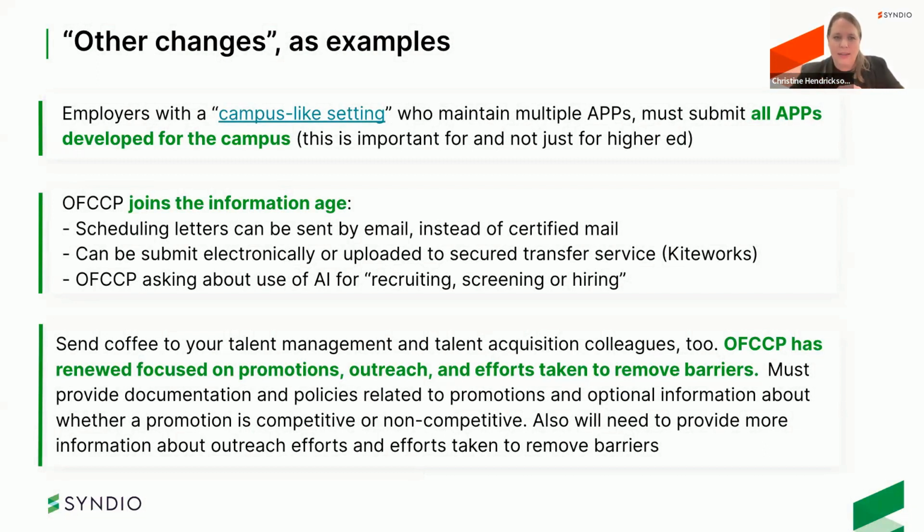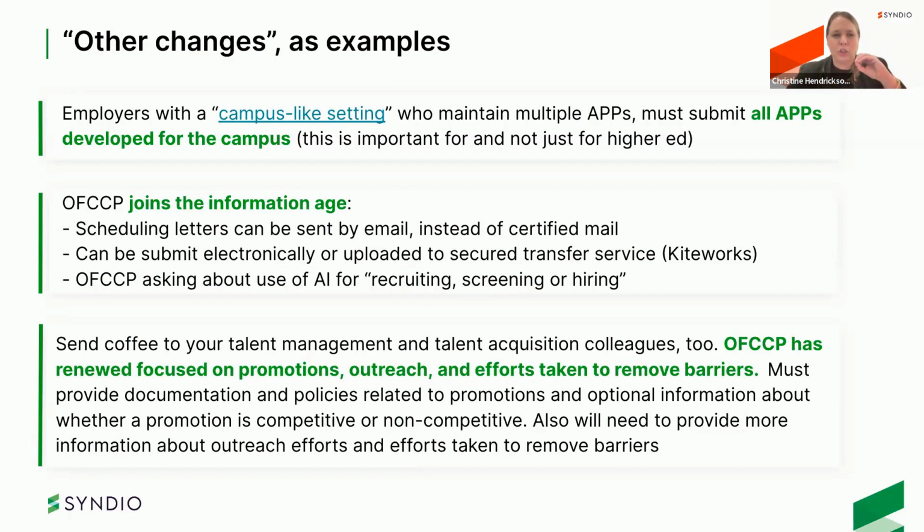The first one is that if you're an employer that has a campus-like setting, so what do I mean by a campus-like setting? I'll tell you in just a second. It says that if you have a campus-like setting and you maintain multiple affirmative action plans, you have to submit all of the AAPs for the campus, not just for higher ed. And funnily, when I did a last-minute spell check, I think I changed AAPs to apps, but you will know what I mean by affirmative action plans here. We'll change that when we send out the deck.